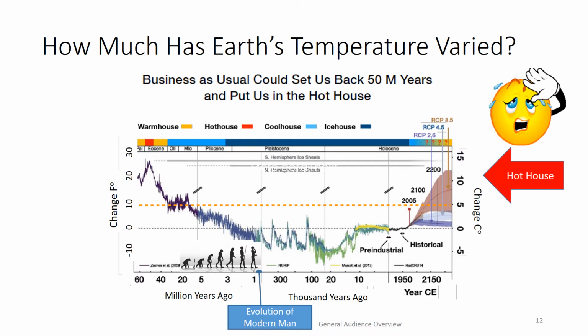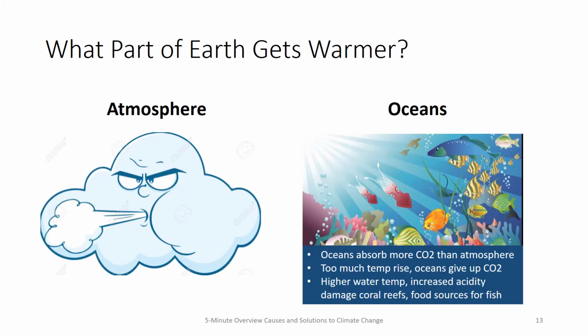What part of the Earth gets warmer? Well, two things. One is the atmosphere, which we all feel. Another is the oceans. Now, the oceans actually absorb more CO2 than the atmosphere. Unfortunately, when temperatures rise in the ocean, they're able to absorb less, and they actually begin to give up CO2. So that will be a source of CO2 that we didn't anticipate.